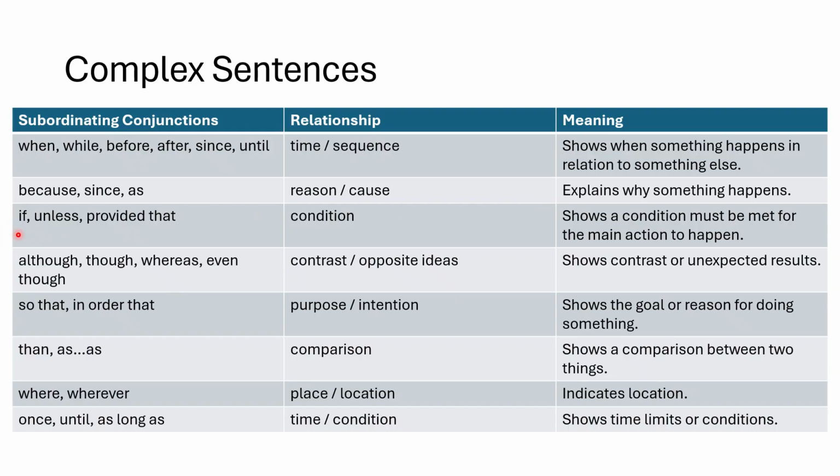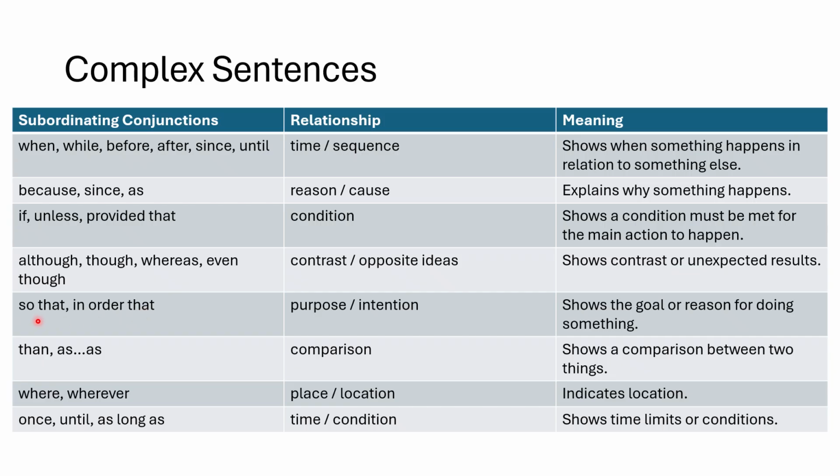The subordinating conjunctions if, unless, provided that show a condition relationship. They show a condition must be met for the main action to happen. The subordinating conjunctions although, though, whereas, even though show a contrast, opposite ideas relationship. They show contrast or unexpected results.